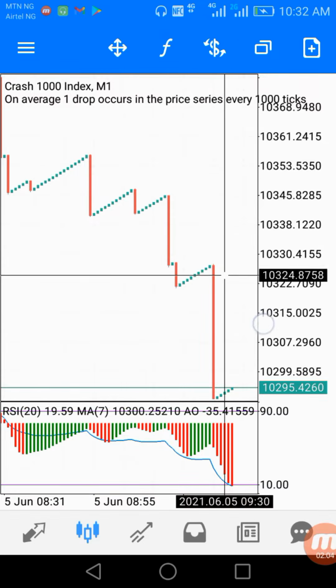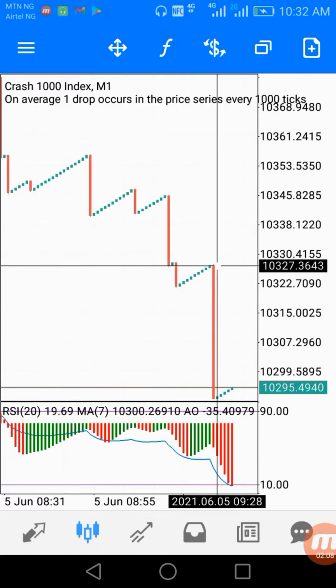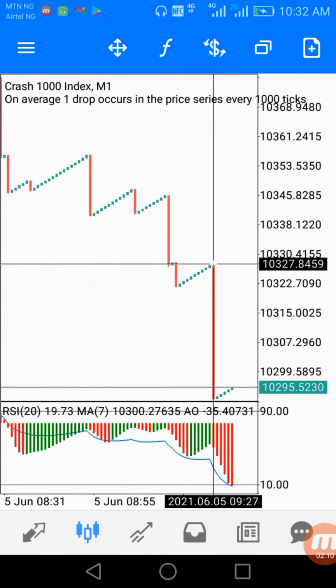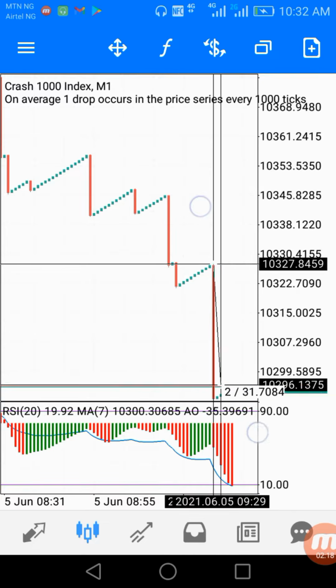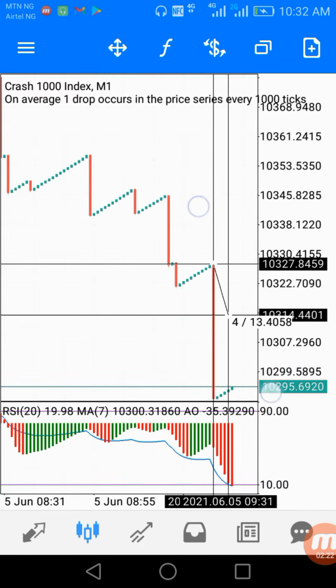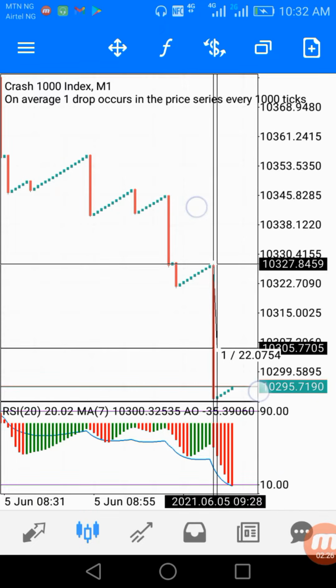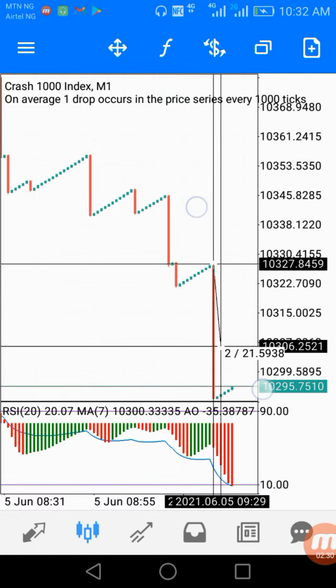This is the first method, whereby you place this cross on a spike like this. You hold it with your left hand, and then you tap anywhere on the screen with your right thumb, and the second vertical line appears. So what you see now, the one slash the other figure, is the peak value.